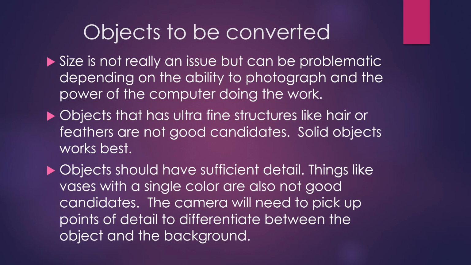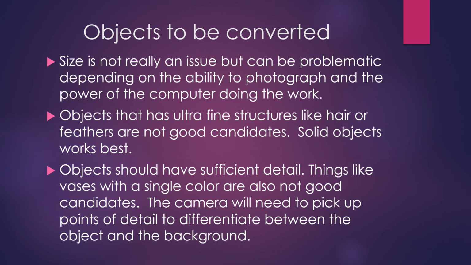Objects that have ultrafine structures like hair or feathers are not good candidates. Solid objects really work the best. And the reason for that is things like grass, hair, feathers, and things that have those really fine structures, the photogrammetry software tends to get a little confused with it and will produce a lot of artifacts. So if you're doing something with hair and feathers and grass and maybe trees with leaves, those aren't really going to be good candidates.